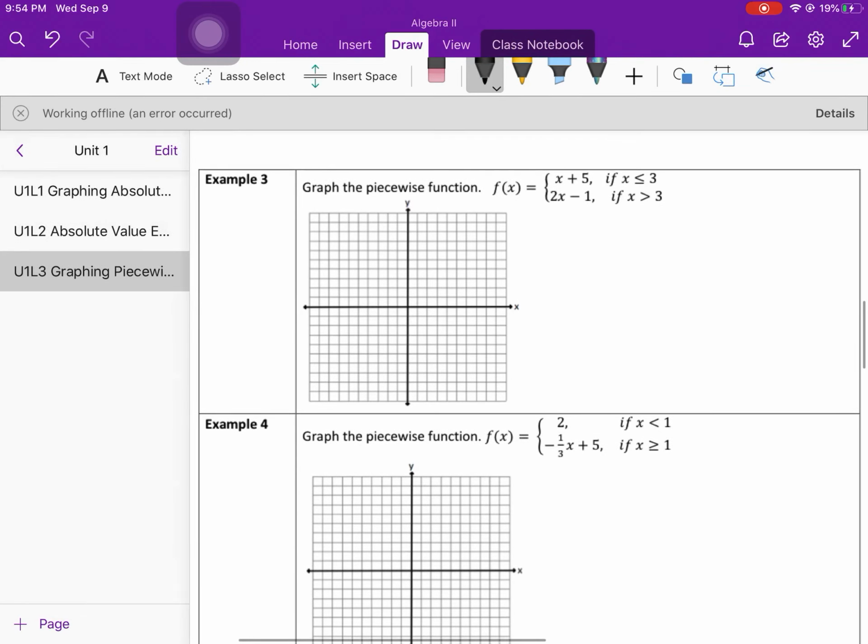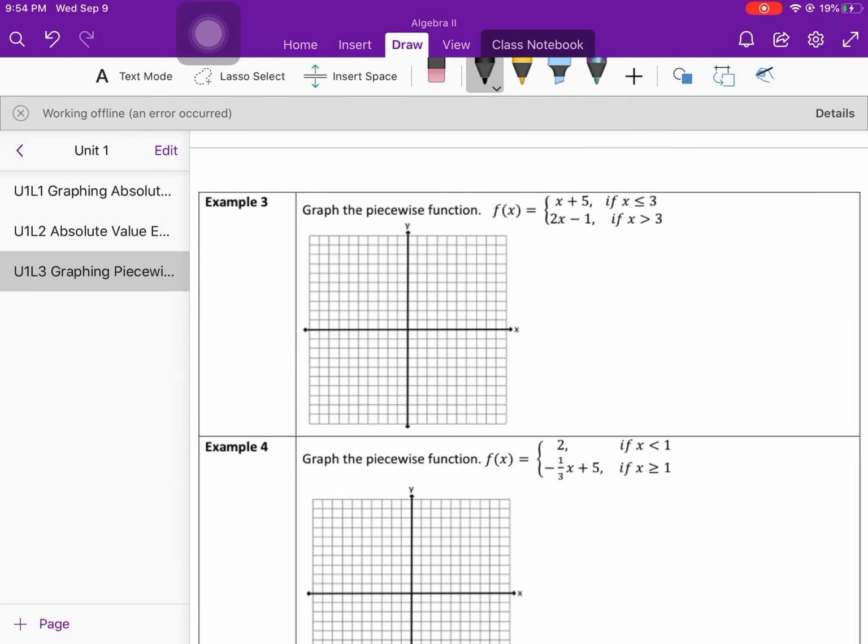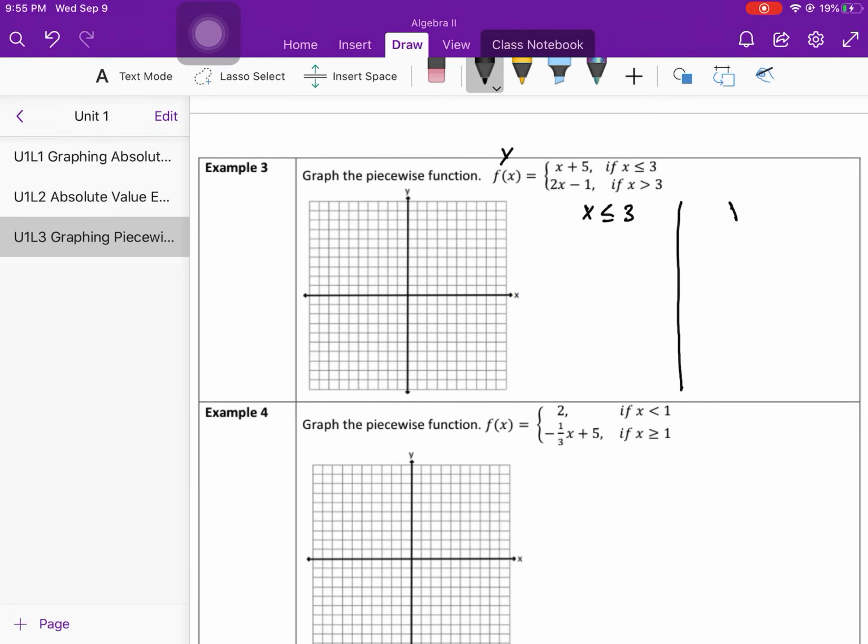Graph the piecewise function f of x equals x plus 5, 2x minus 1, where x is less than or equal to 3 or x is greater than 3. Remember, this is y, so I'm going to do my 2 columns again. So now on the left-hand side, this is everything where x is less than or equal to 3. And this is where everything is x greater than 3. I'm going to write y equals x plus 5. And then this side is the bottom equation, which is y equals 2x minus 1. Go ahead and make your x and y table.